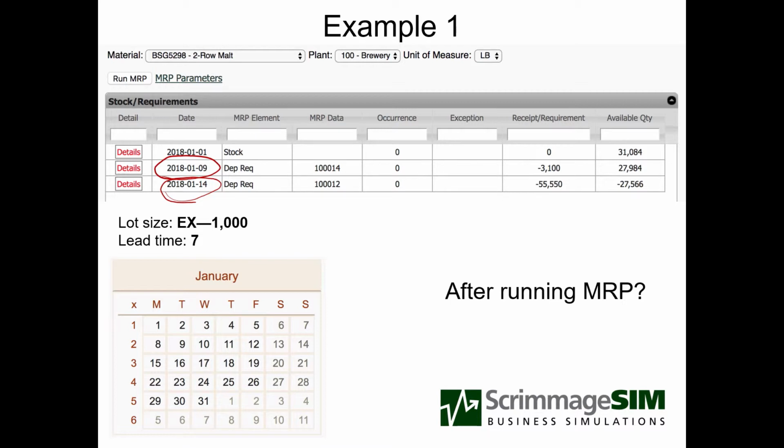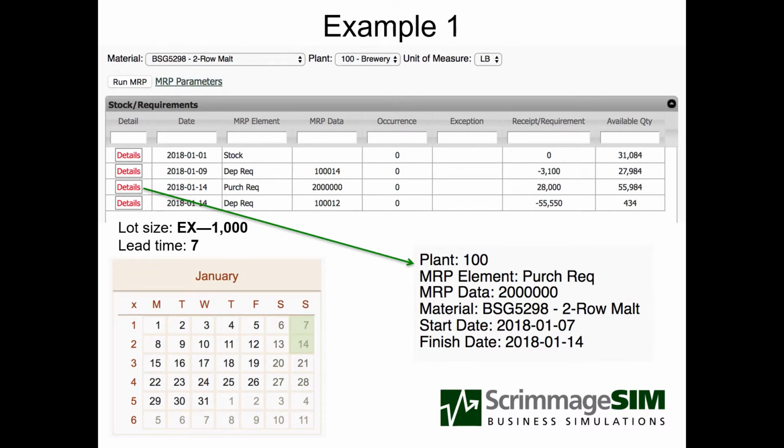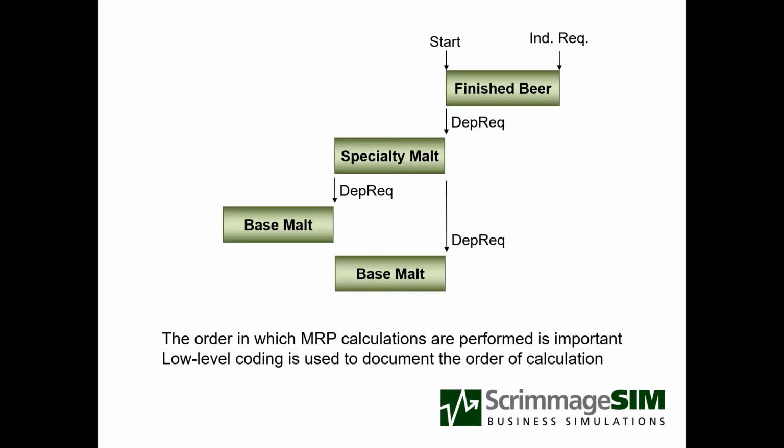When we run MRP, we will now create purchase requisitions for 2-row malt. You will see that we have enough 2-row malt on hand to take care of the dependent requirement for the roaster, but we will get a purchase requisition for 28,000 pounds of 2-row malt that's going to be the base malt for the Edgar Ale. The start date for this purchase requisition is January 7th, as the lead time for 2-row malt is 7 days.